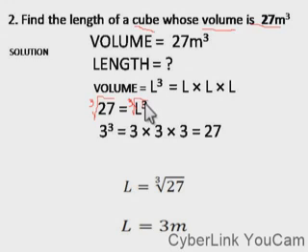So what do we do to eliminate this cube here? Because what we are asked to find is the length. We apply cube root on both sides. If what we have here is square, we apply square root on both sides, just like we did in the case of an area. So we apply cube root on both sides. So this cube root will cancel this cube. Then the cube root of 27 is what we have here. Length is equal to cube root of 27.